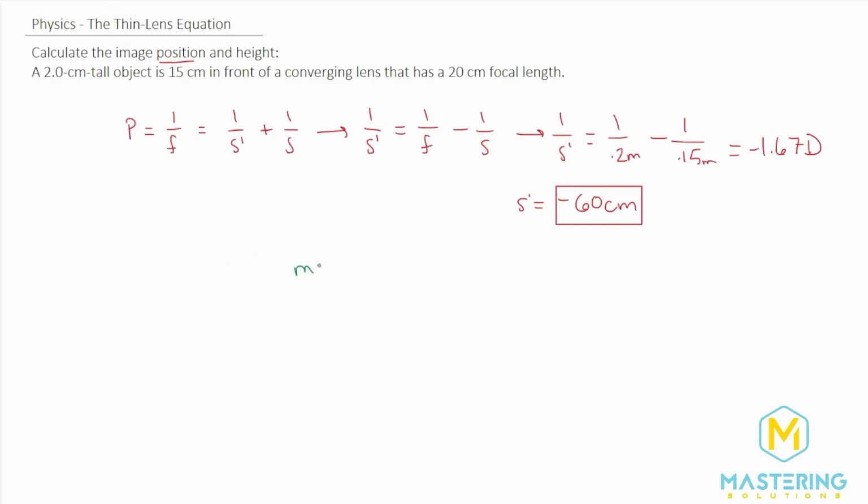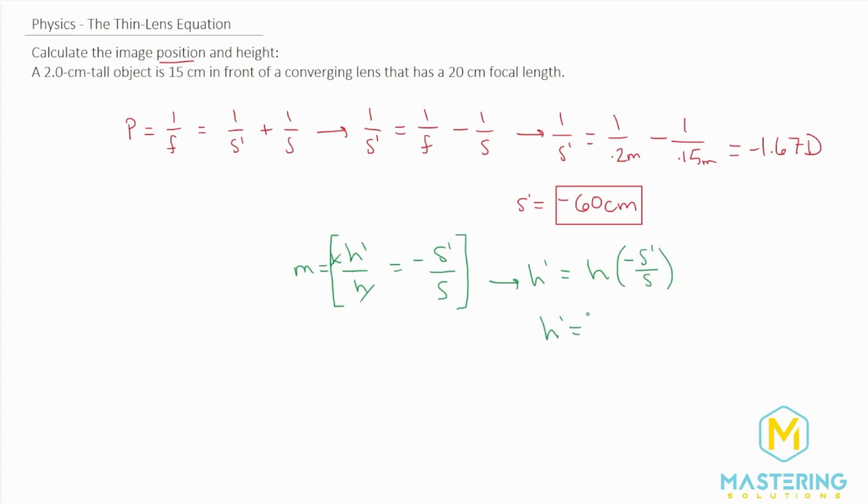The magnification equation is what we're going to be doing for this. That's equal to h prime over h, and that's also equal to negative s prime over s. We're going to set these two next to each other because we want to isolate this, and we have all three of these now. So if we multiply over h, those will cancel, and now we have h prime is equal to h times a negative image distance over object distance.